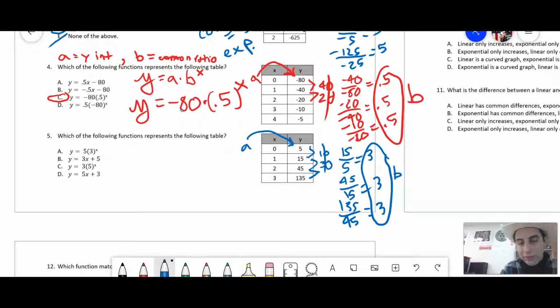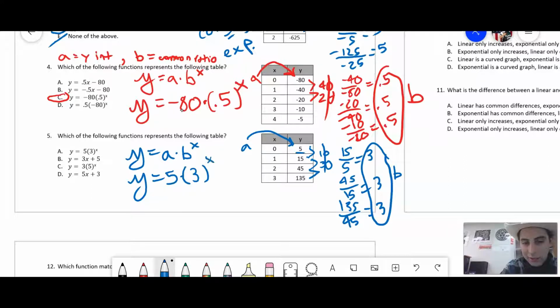My a value, when x is 0, what is y? The y-intercept, 5. So once again, y equals a times b to the power of x. My a value, when x is 0, was 5. So y equals 5 times, and then my b value, my common ratio, is 3. So 5 parentheses 3, and remember, for exponential, the x is in the exponent. It's a little x up top, not a big X. So 5 parentheses 3 to the power of x.